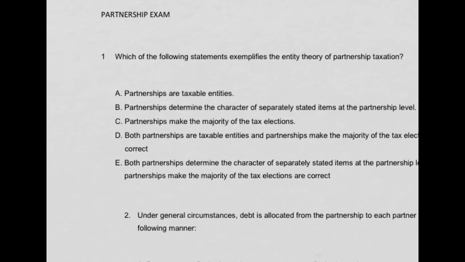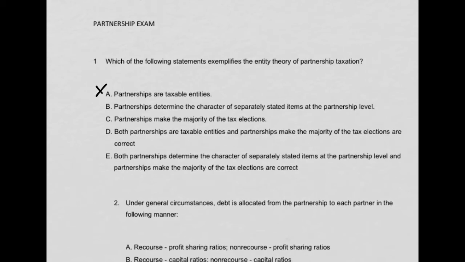Which of the following exemplifies the entity theory? Partnerships are taxable entities? Well, that's not true, so that's out. Partnerships determine the character of separately stated items? Well, that is true. That's the entity theory. The entity theory is that the partnership makes the determination. It acts like an entity and makes decisions for tax purposes on its own.